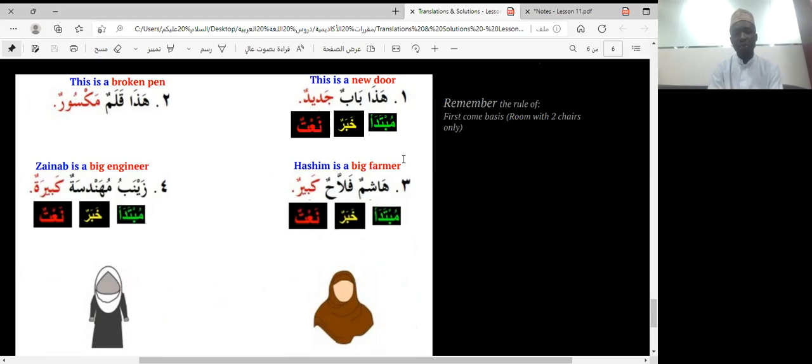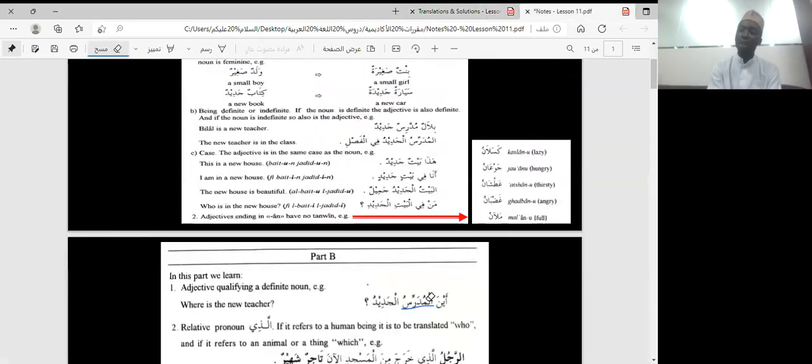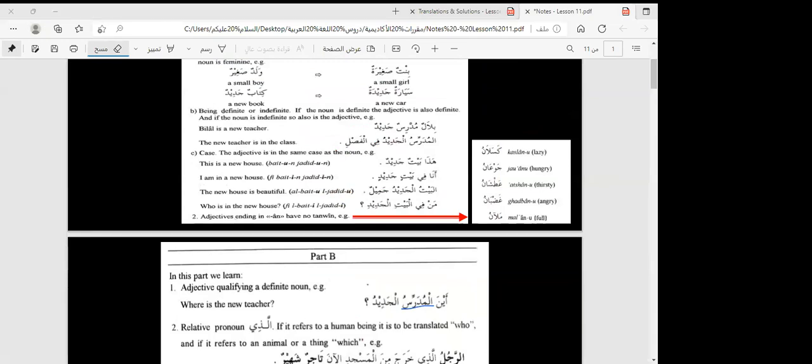Hashimun fallahun kabir. Hashim is what? A big farmer. We have Hashim as mubtada, fallah as khabar, and it is also man'ut. Then we have kabirun as what? As na'at. So I think we are good to end the class for today. If you have any question, you can ask. Do you have any question?